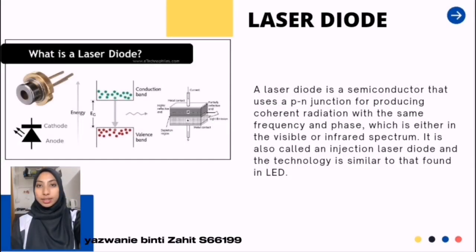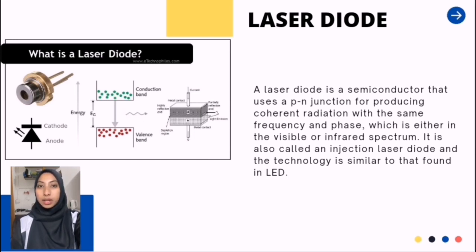Laser diode. A laser diode is a semiconductor that uses a PN junction for producing coherent radiation with the same frequency and phase, which is either in the visible or infrared spectrum. It is also called an injection laser diode, and the technology is similar to that found in LEDs.